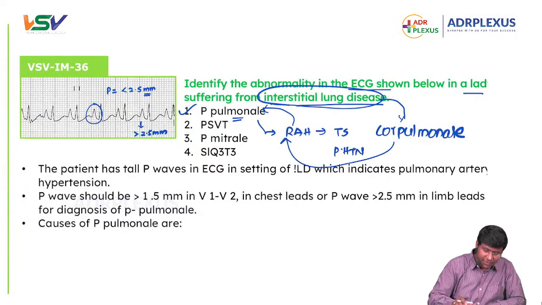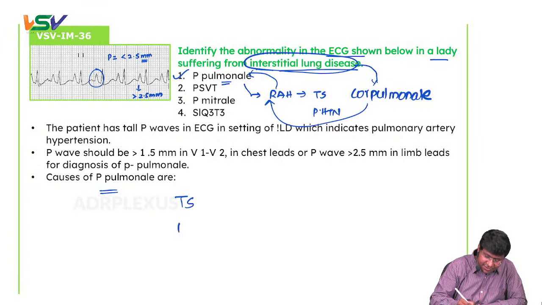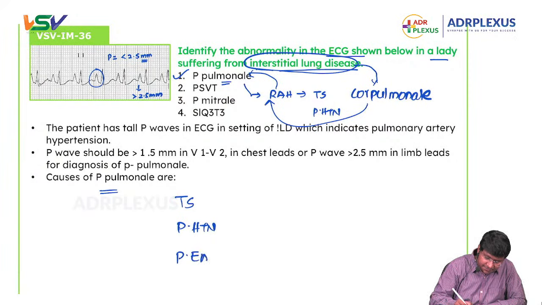Now one quick question to all of you. Please tell me, what are the causes for P pulmonale? The causes for P pulmonale will be tricuspid stenosis, pulmonary hypertension, pulmonary embolism, right? Then pulmonary stenosis, then cor pulmonale.